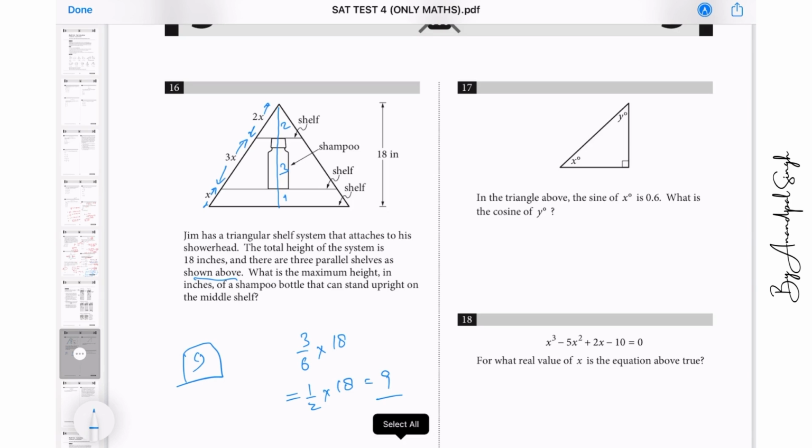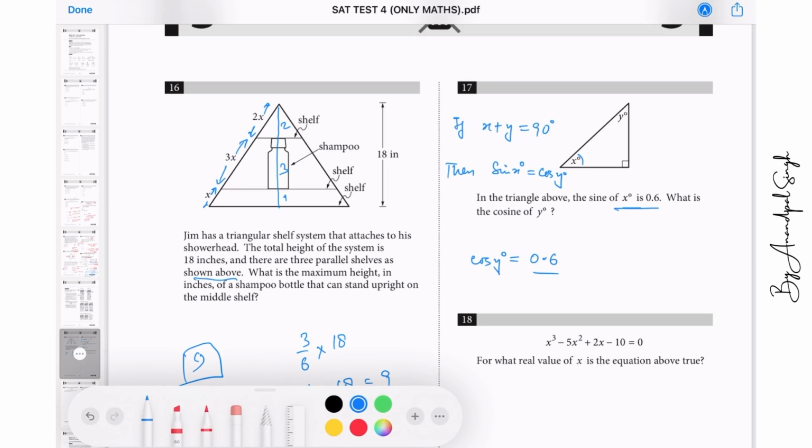Let us go to question number 17. What is the cosine of y, if sine of x is 0.6? Just recall this property that if x plus y equals 90 degrees, then sine of x equals cos of y. So cos of y over here will simply be sine x, that is 0.6.